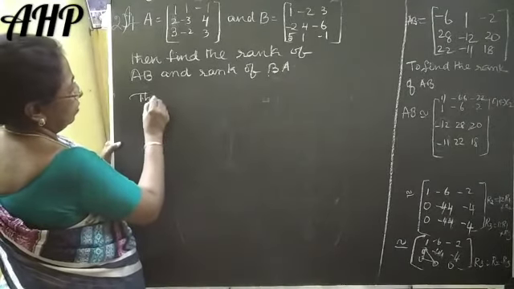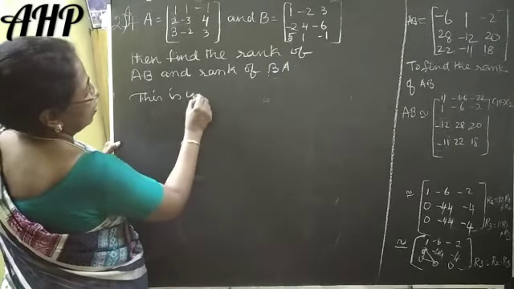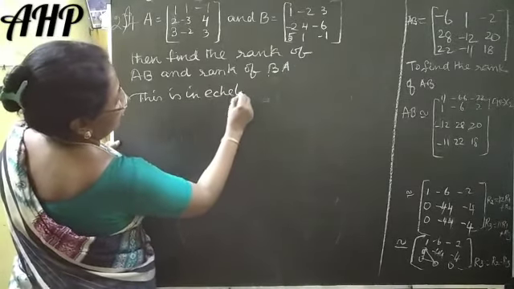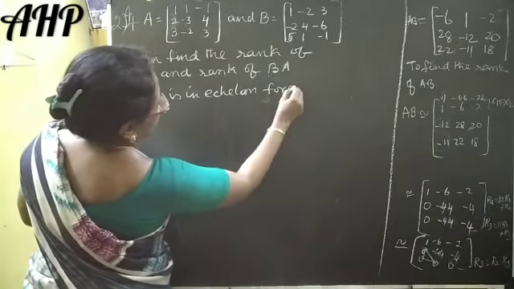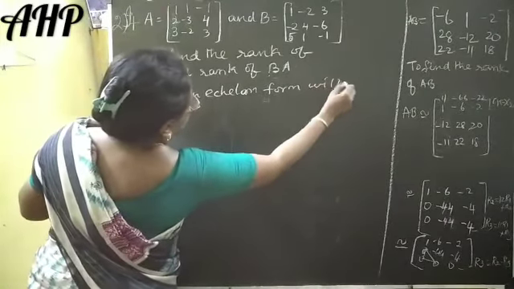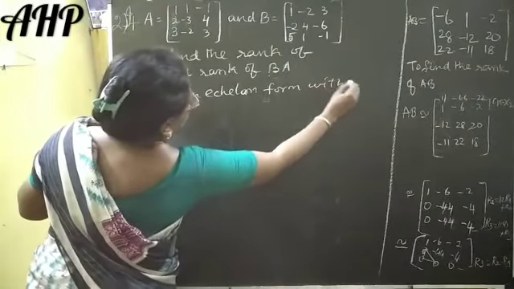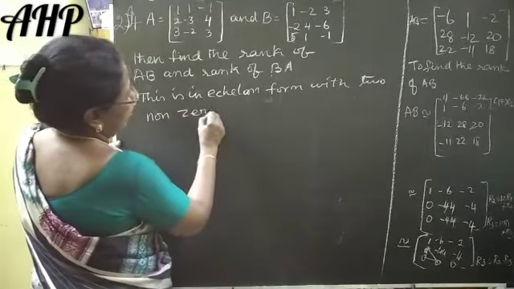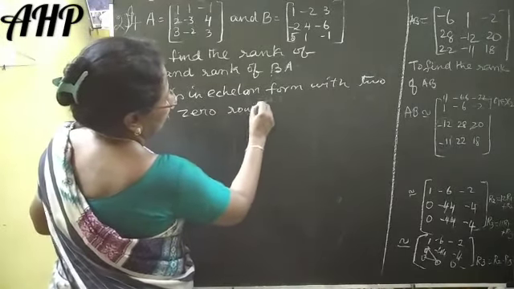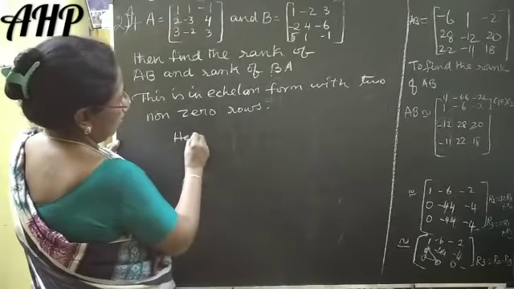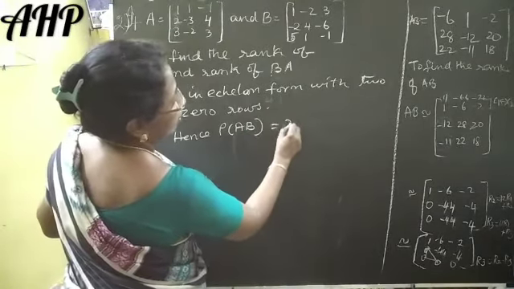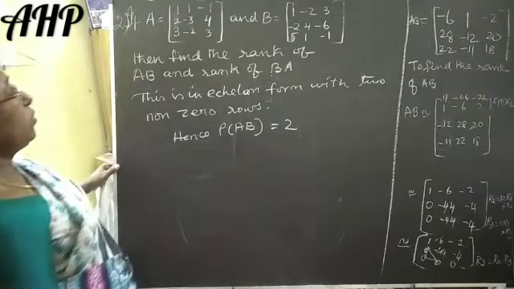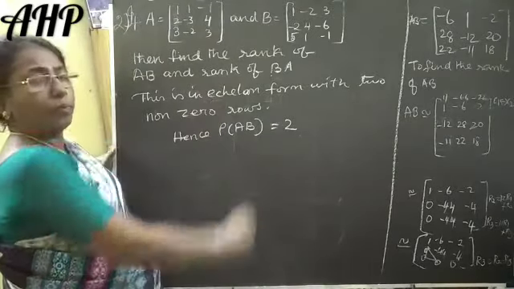This is an echelon form with two non-zero rows. Hence, rank of AB is equal to 2. Next, we are asked to find the rank of BA.